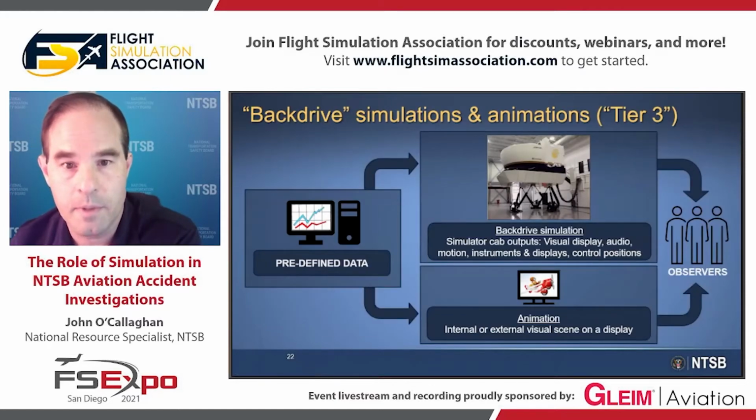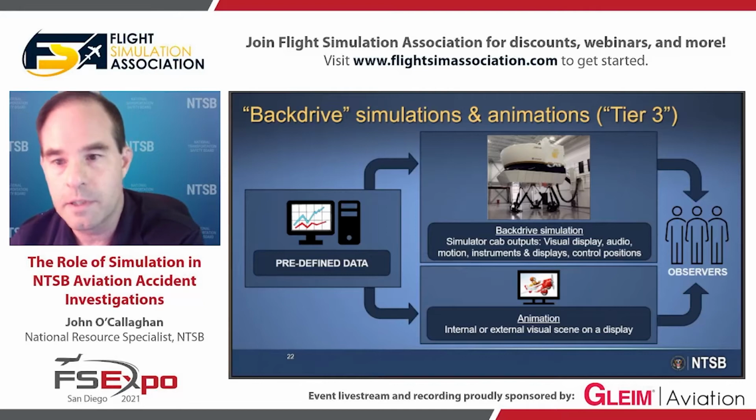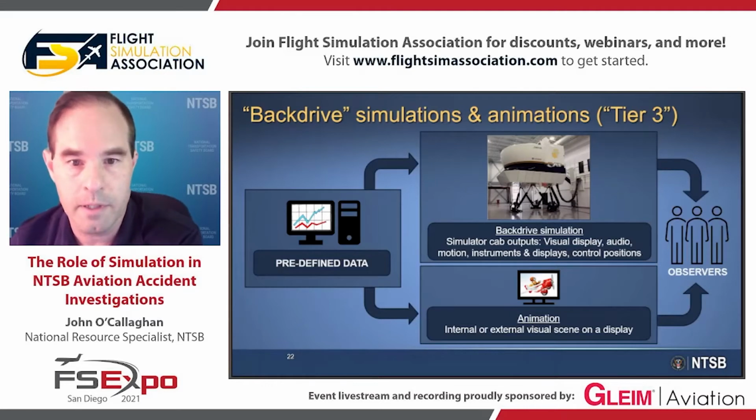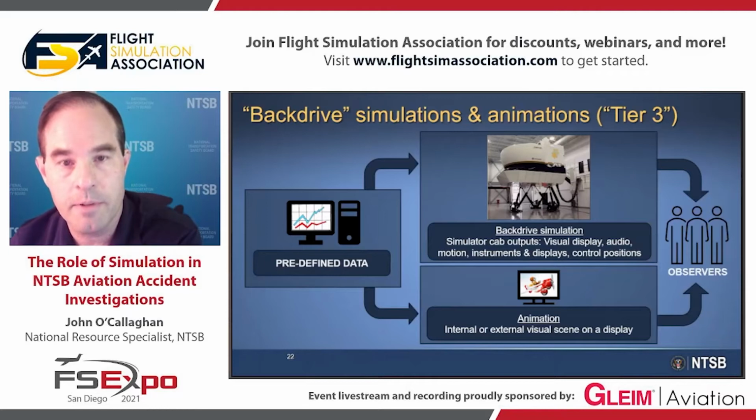A Tier 3 simulation is not really a simulation at all, but merely a media player for predefined data. We can distinguish 2 types of Tier 3 simulations depending on the sophistication of the media player involved. A backdrive simulation involves all the elements of a simulator cab, and so this media player can drive multiple channels: the cab visual display, motion system, cockpit instruments, and flight controls. Each of these channels is fed by predefined data obtained from a flight data recorder or computed some other way.